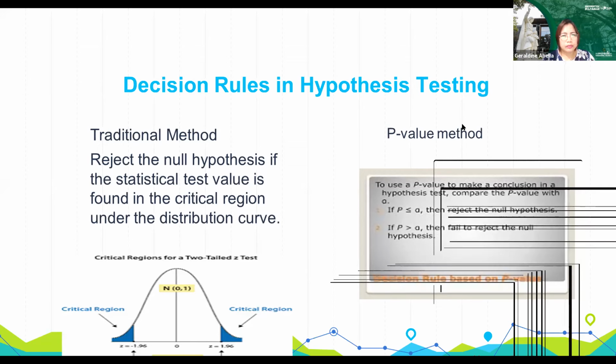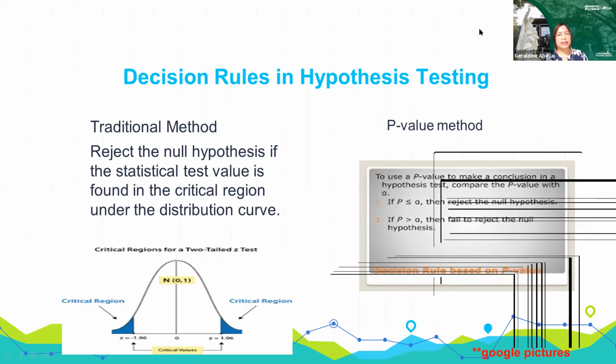The decision rule for using the p-value method: the p-value is compared to the level of significance. So if the p-value is less than the level of significance, which is denoted by alpha, the level of significance is the probability of committing type 1 error. So it's rejecting the null hypothesis even if it is true. So the decision is then to reject the null hypothesis. If the p-value is greater than alpha, the decision is fail to reject the null hypothesis.